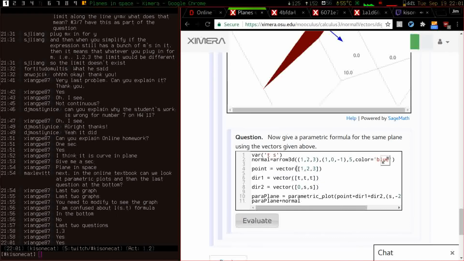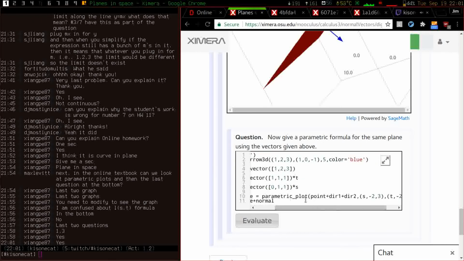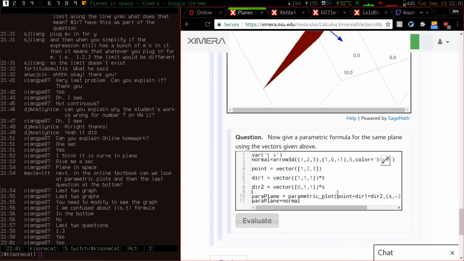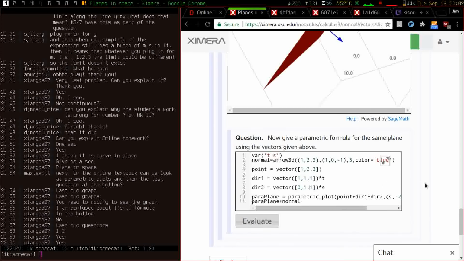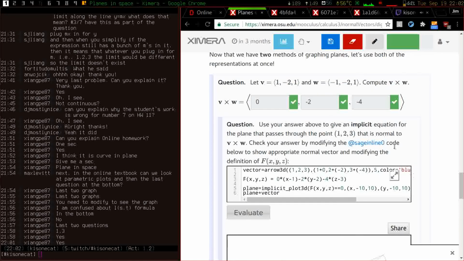One way to write this, if you don't like writing it like this, I could write it as 1, 1, 1 times t, and I could write it as 0, 1, 1 times s. And then I'm building the plane by taking a point and adding something times t plus something times s. I just need to make sure that 1, 1, 1, so to speak, and 0, 1, 1 are vectors that point in the direction of the plane. Now hopefully, oh, here they are.